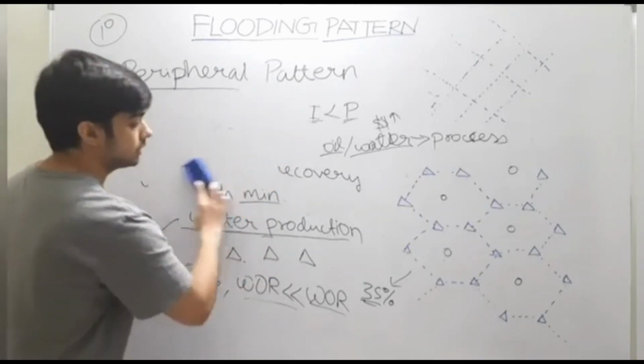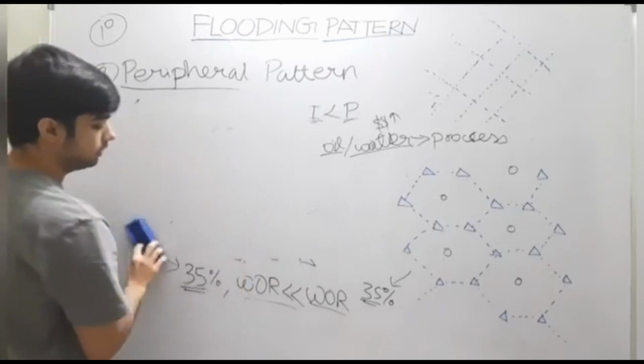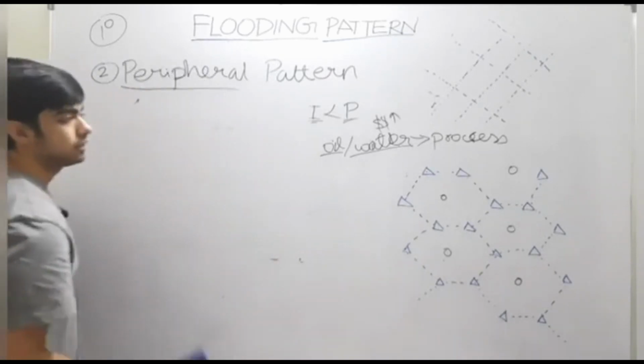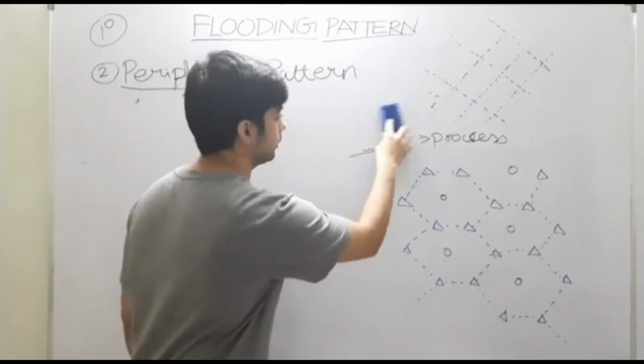Now one of the major disadvantages of using peripheral recovery is that you do not have good control on your field, on the process, on the system. Our control is not very good.